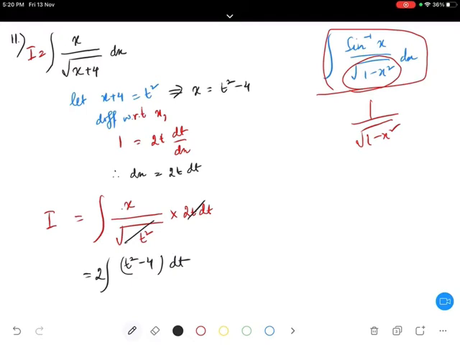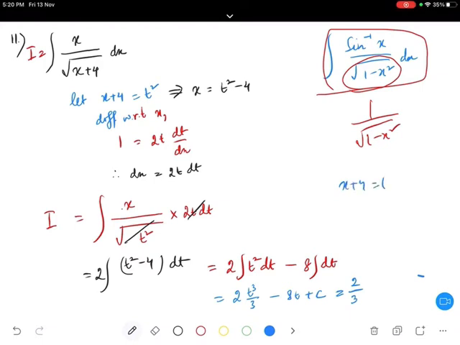Yeah, let's separate them now. So we have 2 integration of t square dt and minus 8 integration of dt, because there is 4 in here and there is 2, so 2 fours are 8, that 8 is taken out, and the integration will become 2t cube by 3 minus 8t plus c. So in place of t, what will I write? Now hope you will know.